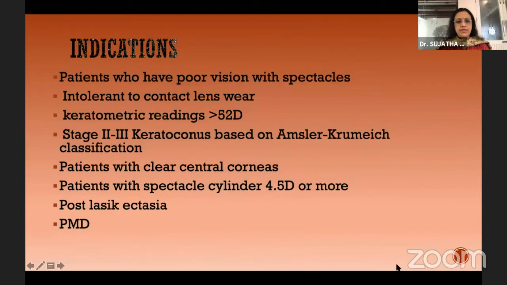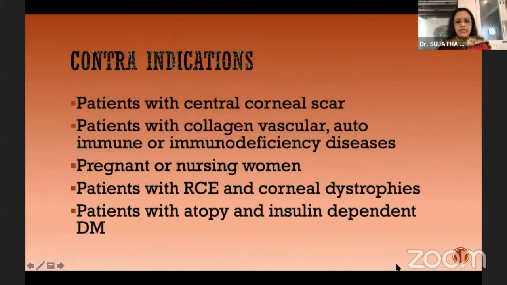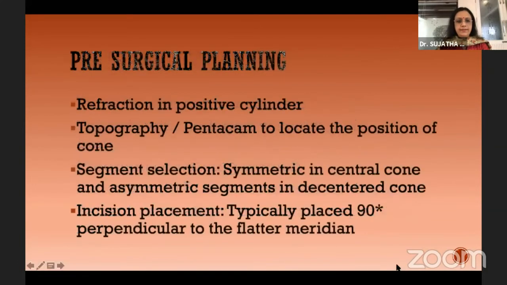The indications are patients who are intolerant to spectacles and contact lens wear, higher keratometric reading, more advanced staging of keratoconus, patients with clear central corneas and a spectacle cylinder of up to 4.5 diopters, and patients with post-LASIK ectasia. Contraindications are patients who have a central scar, collagen vascular disorder, pregnant or nursing women, patients with recurrent corneal erosions and corneal dystrophies.